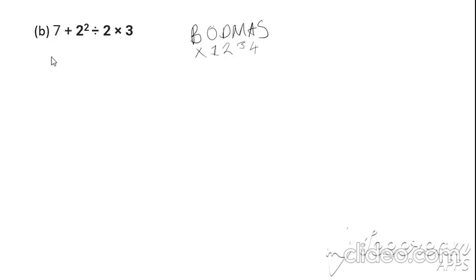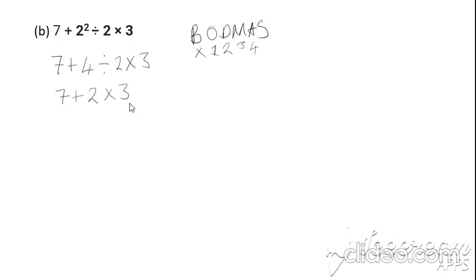So let's start with the order by dealing with this one. First we're going to maintain 7 just the way it is. Then 2 to the power 2 is the same as 2 times 2, or 2 coming 2 times, which is 4. Then you maintain the rest, divided by 2 times 3. Here now you are having 3 operations: addition, division, and multiplication. Which one should you start with? We're going to start with division, which is coming first on this one. So it will be 7 plus, and then you divide: 4 divided by 2, that is 2. Then you maintain times 3.